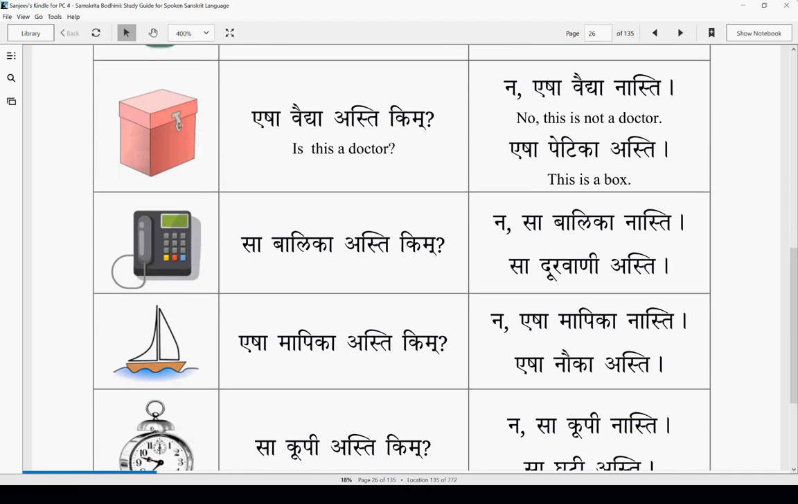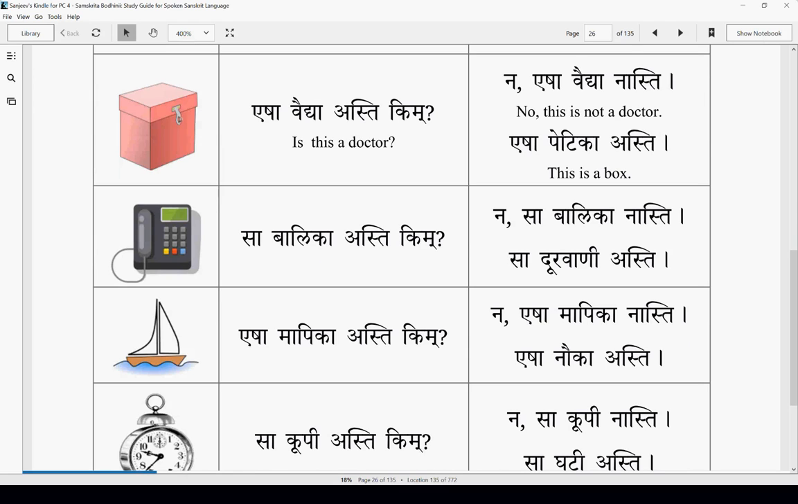Esha vaida asti kim. Na. Esha vaida nasti. Esha petika asti. Esha. Oh, sorry, Esha. And here, how to read this? This has Vaidya. Vaidya. I don't see the ya. I just see the Vaida.